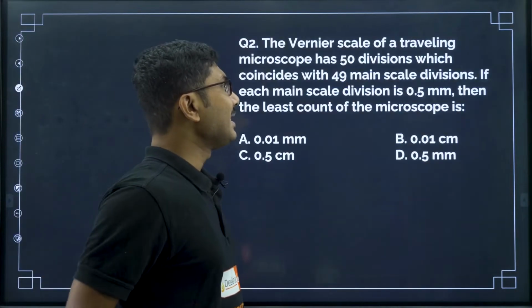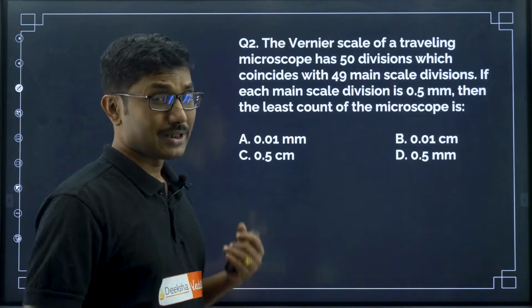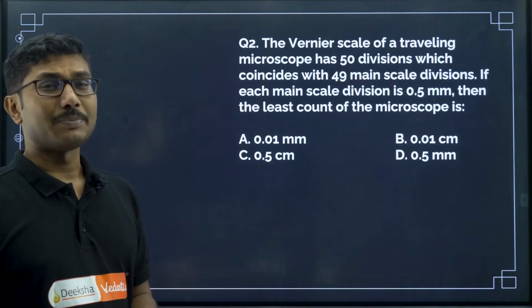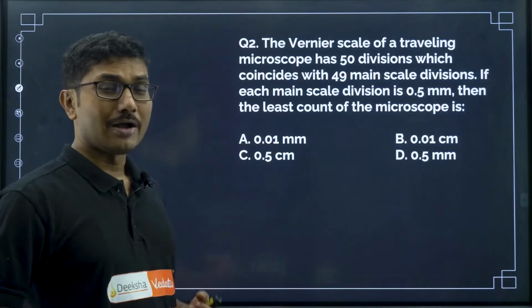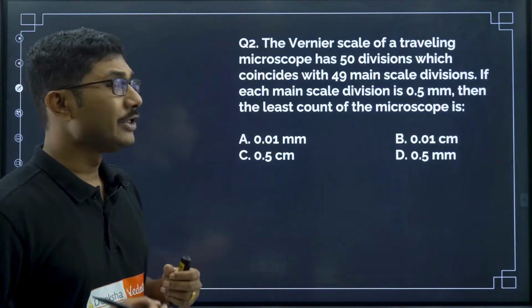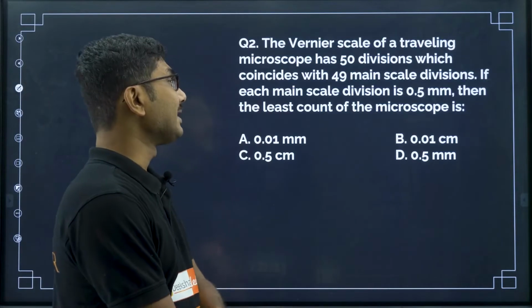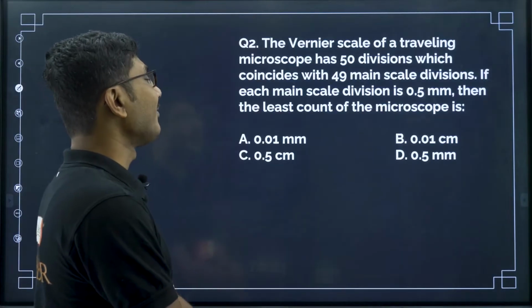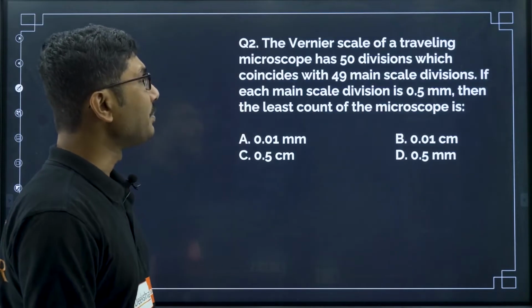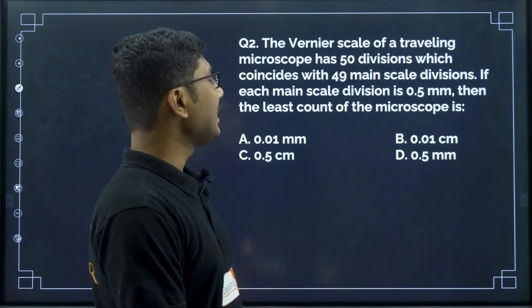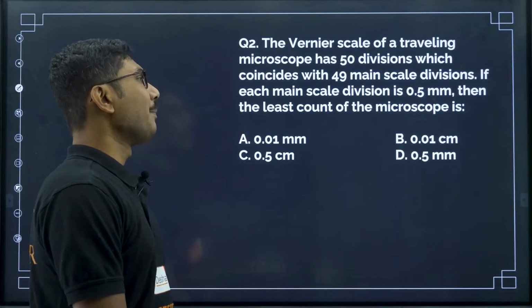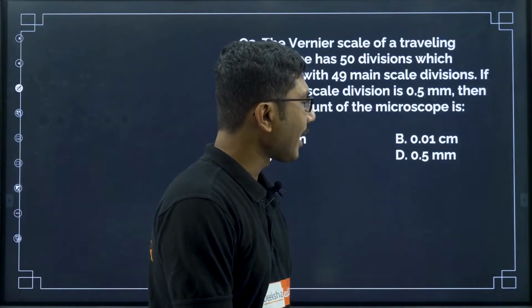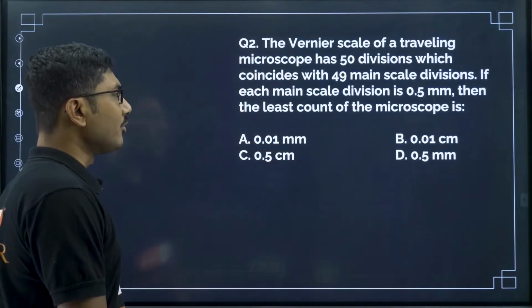Now, the vernier scale of a traveling microscope. This question is based on the experiments that you are performing in your PU1. You have used the vernier scale, so you need to know how to calculate the least count. The vernier scale of a traveling microscope has 50 divisions, which coincide with 49 main scale divisions. If each main scale division is 0.5 millimeter, then find the least count of the microscope.